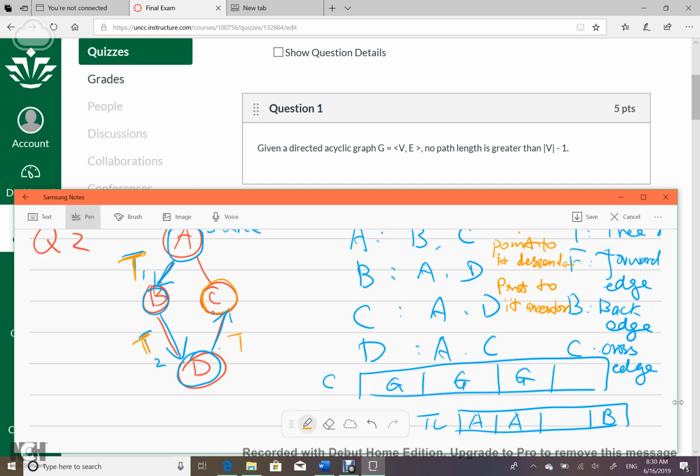Once you finish C, take a look at C, right? C connects with A and D, both already visited. A is gray, D is gray, and so from C we cannot reach anywhere anymore. So once you go to C, you have to finish here. You don't want to explore this line because this edge points to an ascendant. So this is the back edge. This is a back edge, right? Can you see that?